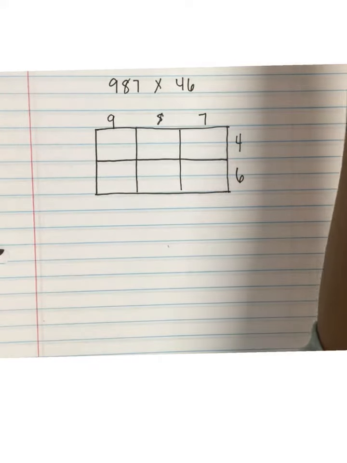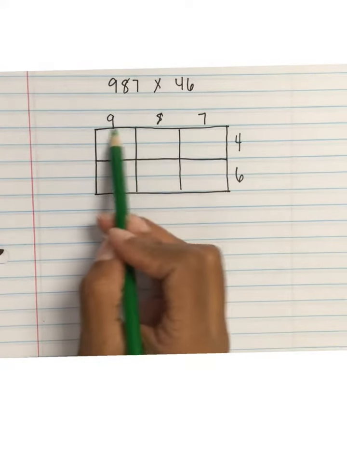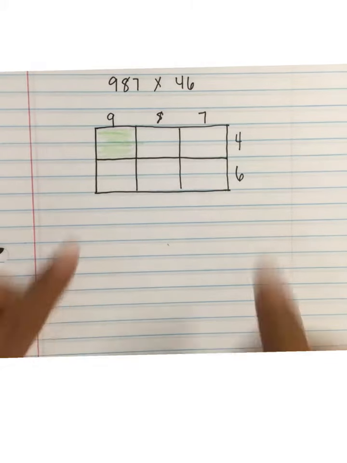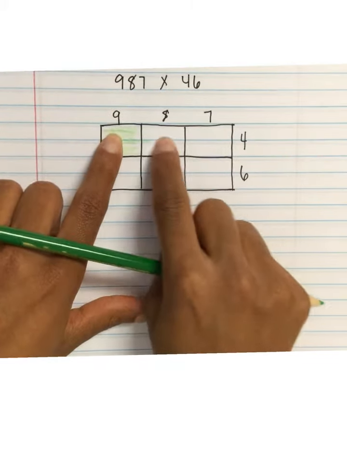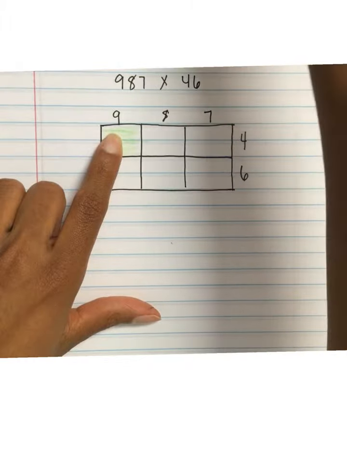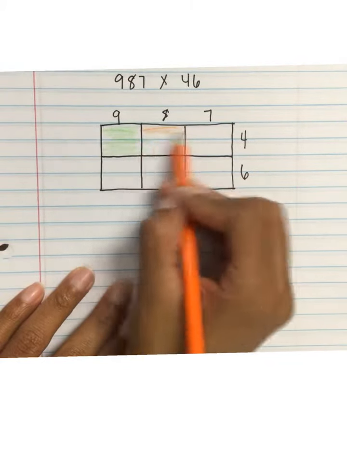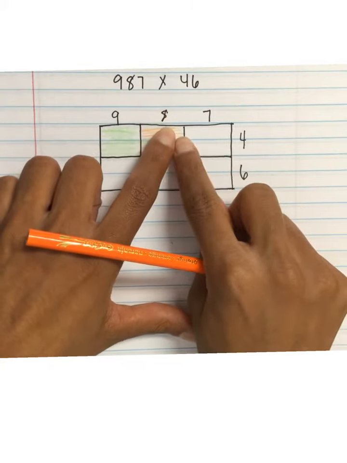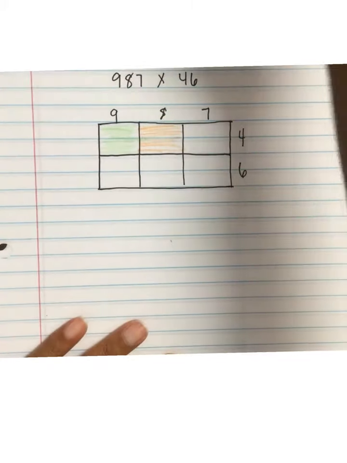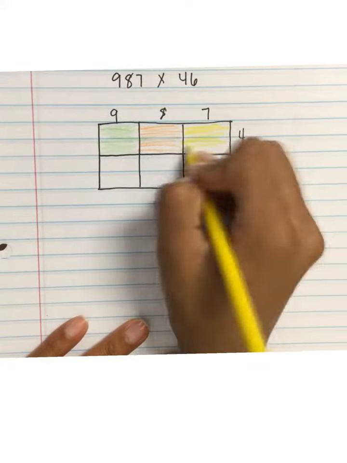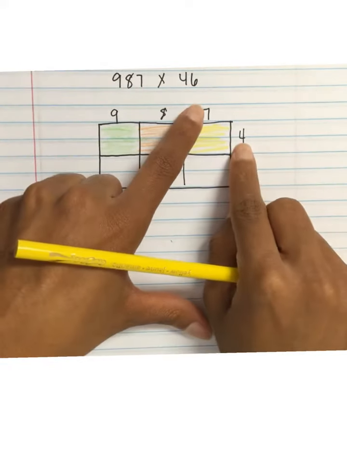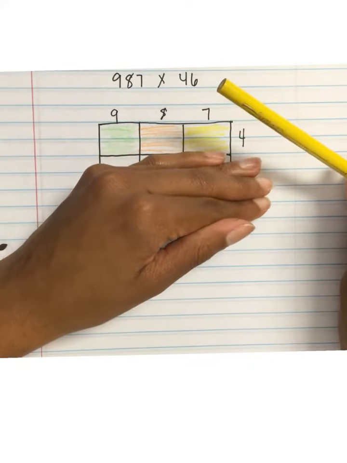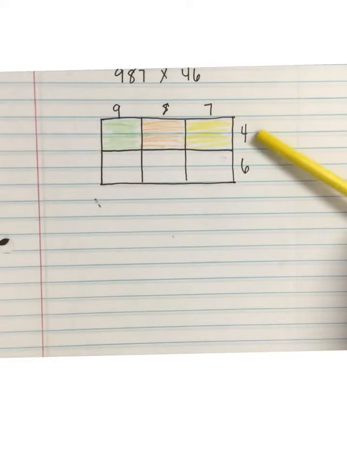The next thing I would like to show you is that this whole box here belongs to 9 times 4. This one over here, the whole box belongs to 8 times 4. And the last one on top belongs to 7 times 4. So if you notice, we didn't do anything to the bottom or with the 6, only with the 4.